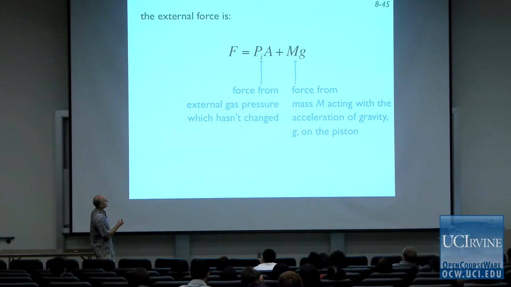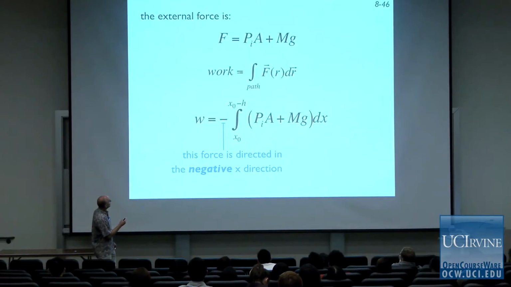All right, that's the force from the external gas pressure, which hasn't changed. It's the same as it was initially, and that's the force from the mass acting with the acceleration of gravity on the piston. Boom. Okay, so we said earlier work is just force times distance, and so I can perform this integral right here. I just have to substitute for the force. There's the force, so I'm going to put that inside the integral.